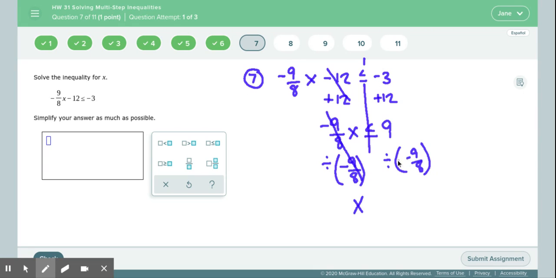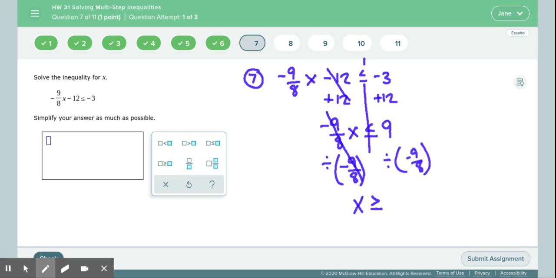I am dividing by a negative. If you ever multiply or divide by a negative when you're working with inequalities, you remember to flip the inequality symbol around. So it used to be a less than or equal to, so now this is going to change to a greater than or equal to. And then I'm going to use a calculator, and I'm going to figure out what is 9 divided by, and I would type this in exactly as I wrote it, 9 divided by parentheses, negative 9 divided by 8.